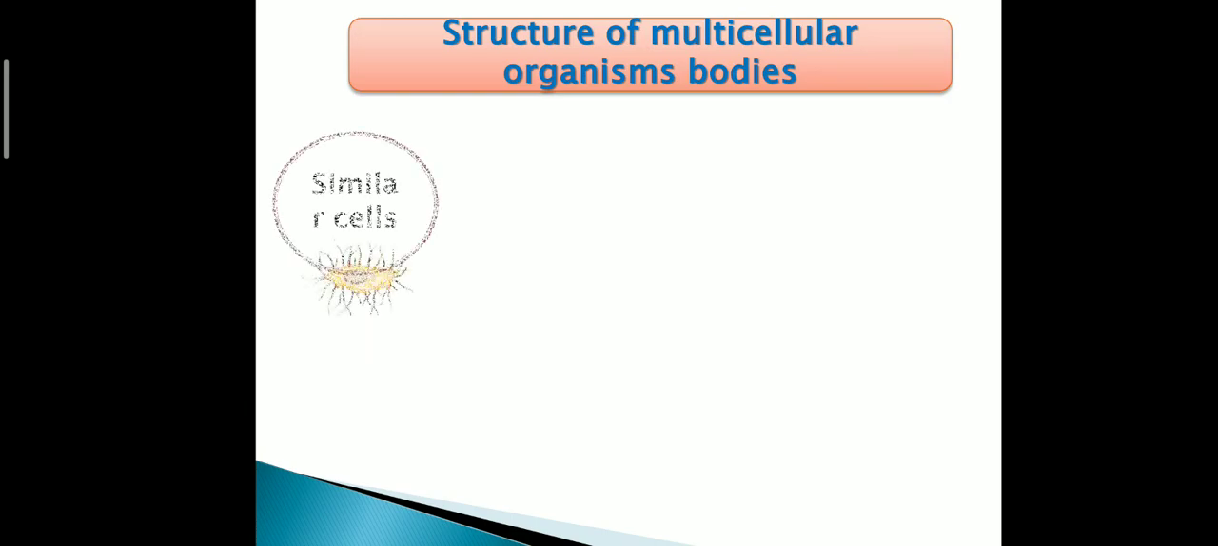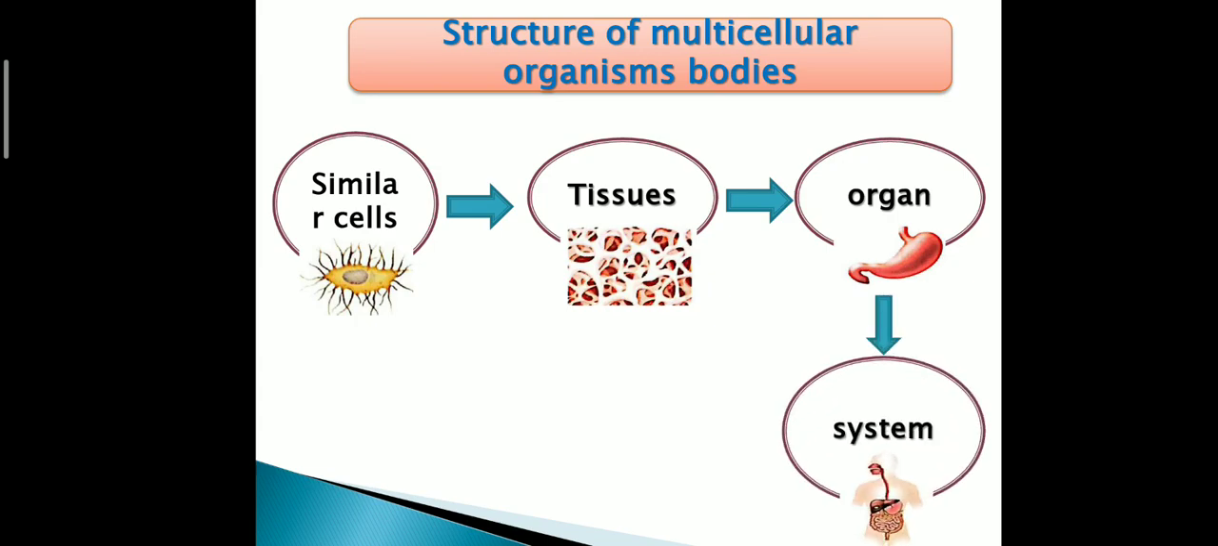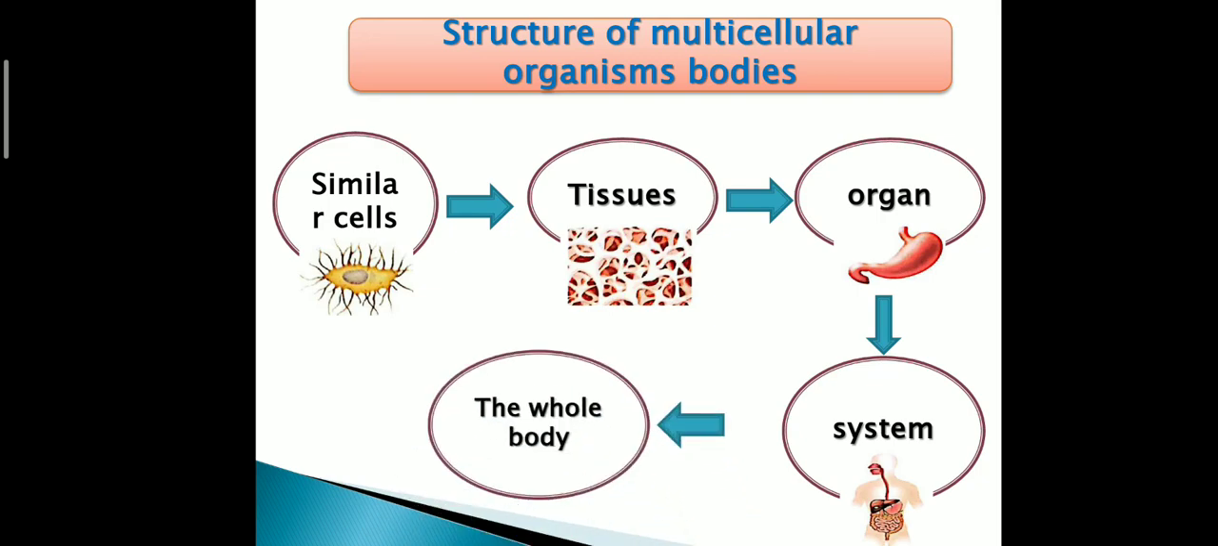So similar cells form tissues, and different tissues form organs, and different organs form systems, and different systems form the whole body. Okay, so the whole body consists of a group of different systems, and a system consists of a group of different organs, and an organ consists of a group of different tissues, and a tissue consists of similar cells.